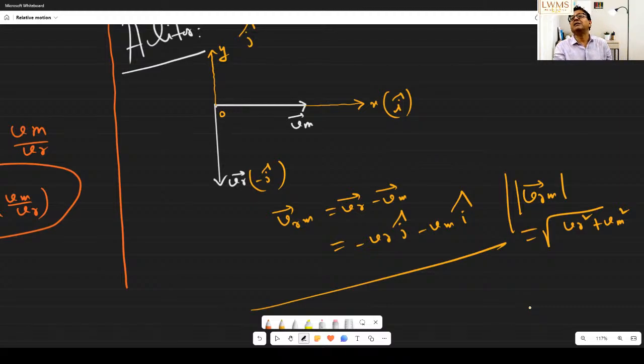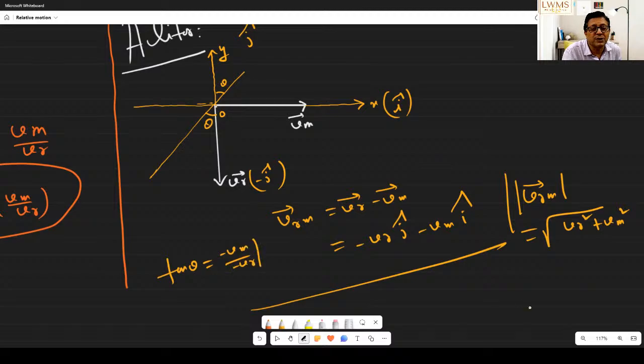If it is minus VR j minus VM i, that vector will lie in this quadrant. In this quadrant both are negative. So it will be something like this. You consider magnitude only. This is theta, this is theta. Tan theta is what? Minus VM by minus VR, take mod. Never take the negative sign. Same thing. Theta equals tan inverse VM by VR.